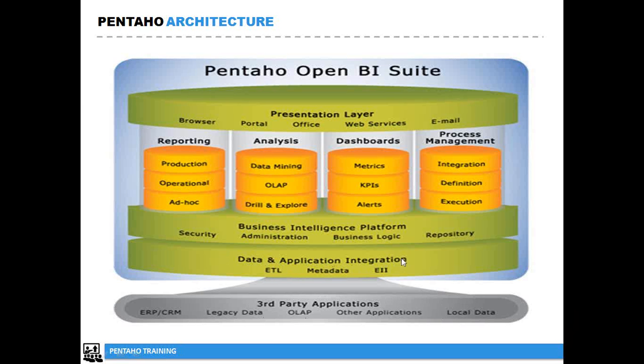So this is my ETL layer, data and application integration, where I extract the data, transform the data and load my data warehouse. Then this is my business intelligence layer, where I do some security admin part before logging into the server. And here the user does the analysis part. So here the user uses the reporting, analysis, dashboards, whatever he requires to do the reporting. And this is my presentation layer where the user is. So these 4 or 5 layers make a Pentaho architecture.